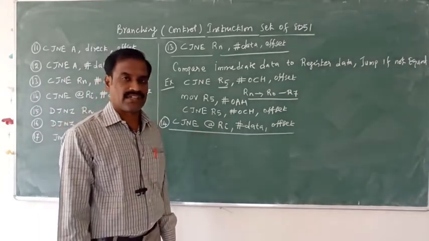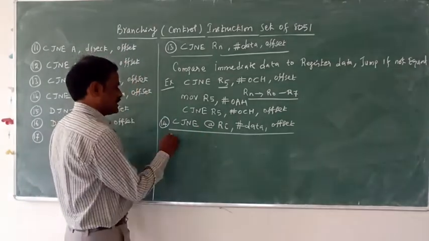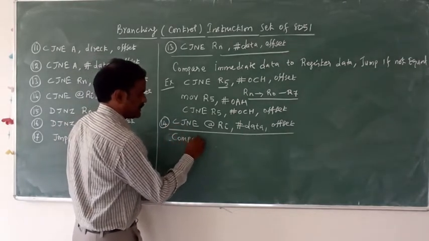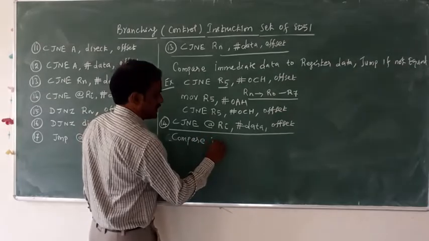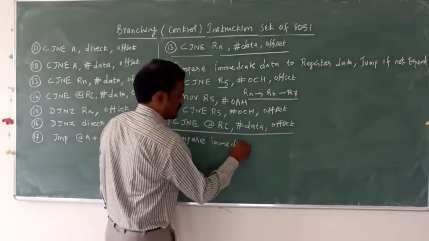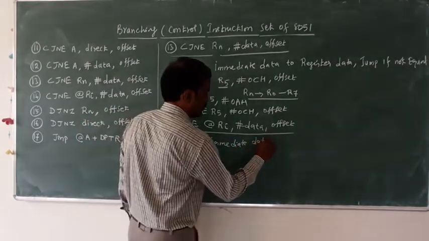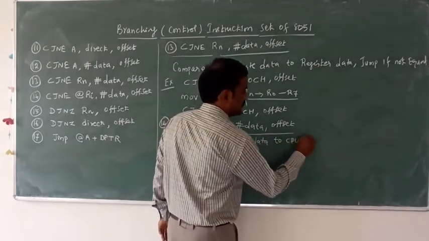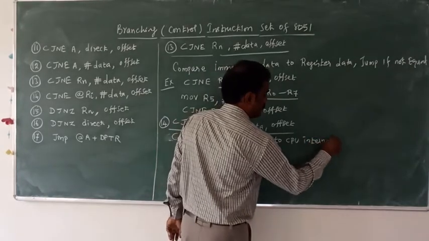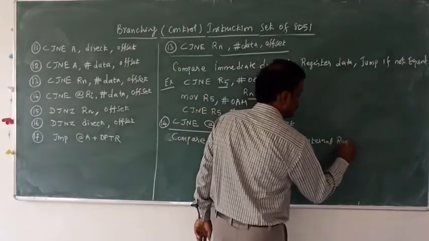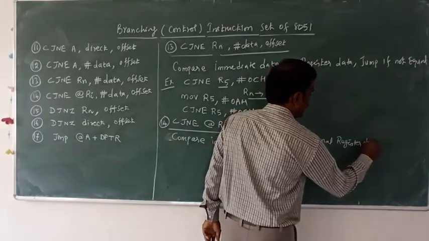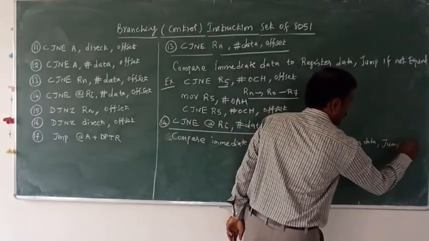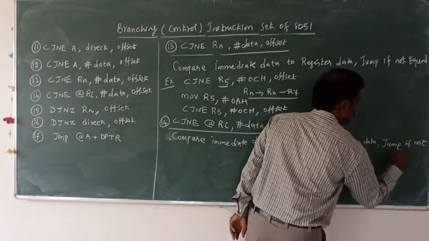memory address location. Okay. Example, here CJNE is compare immediate data to CPU internal register data, and to check the condition: jump if not equal.